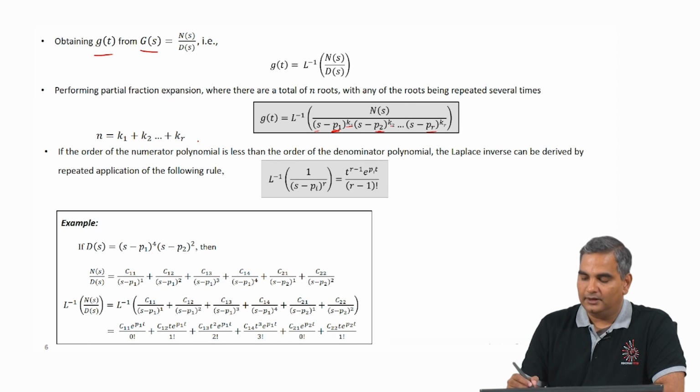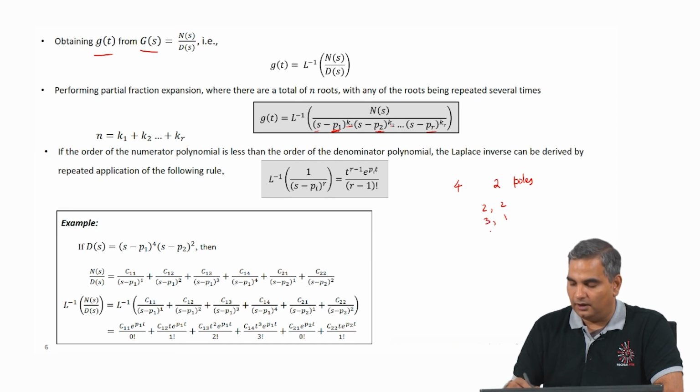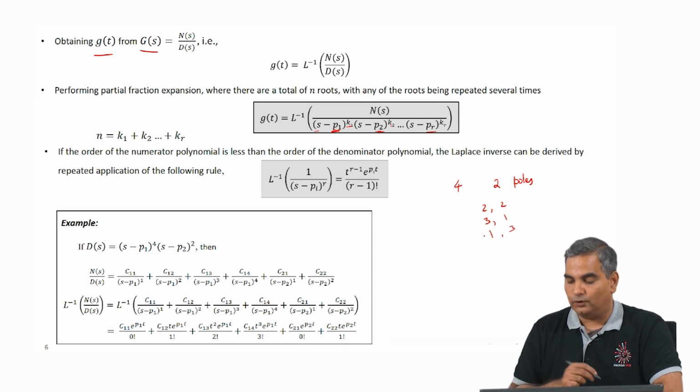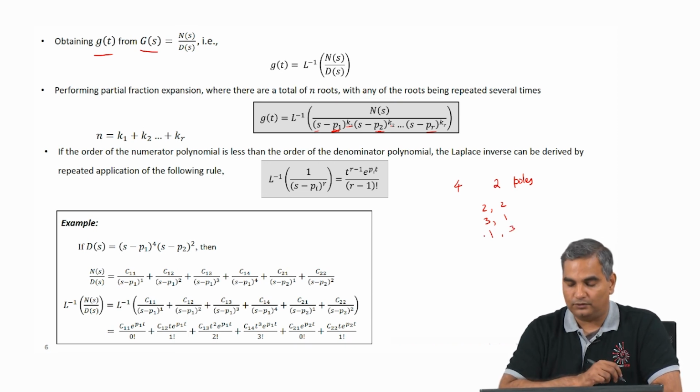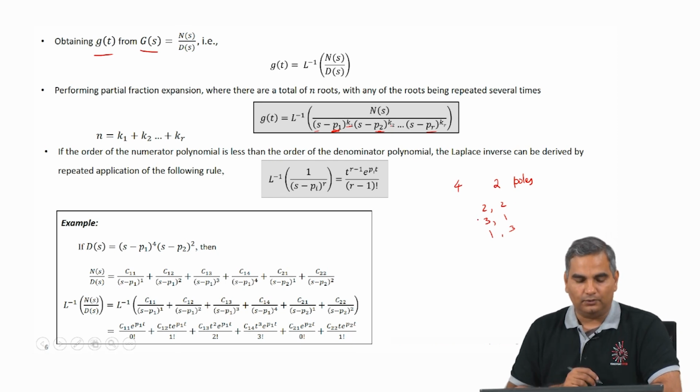So, for example, if I have a fourth order polynomial and I have only 2 poles, either each pole has to be repeated twice, or one pole is repeated thrice and the other one is single, or the other pole is repeated thrice and so on. So, these are the possibilities if you have 2 poles. But notice always, 2 plus 2 is 4, 3 plus 1 is 4, 1 plus 3 is 4. So, the number of repeats always has to add up to n.